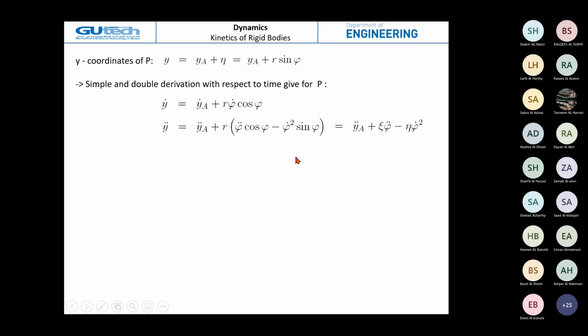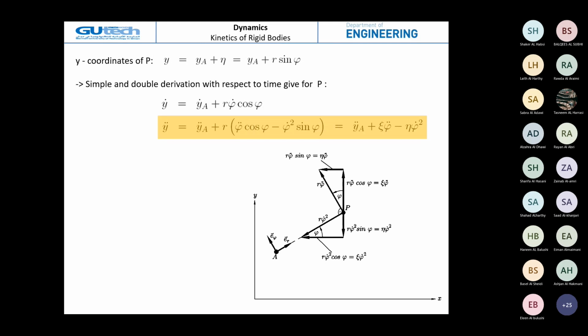Okay, you can hear me. Then we have y, the position of P in the y direction. Then we use the same principle as for the x coordinates. Then we have the single and double derivation with respect to time, giving for P the same principle, y dot, the velocity, and then the acceleration.